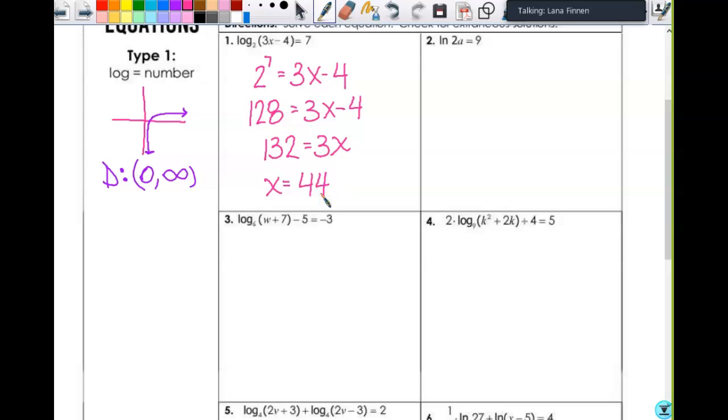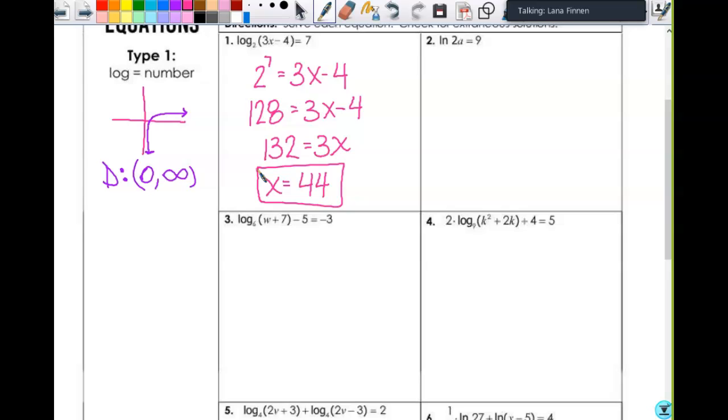So when I take this 44 and I substitute it in here, if I multiply by 3 and then subtract 4, am I still going to have a positive number? Yes, I don't care what the value is, but clearly if I multiply by 3 and subtract 4, I'm good. So that is my answer. Okay.